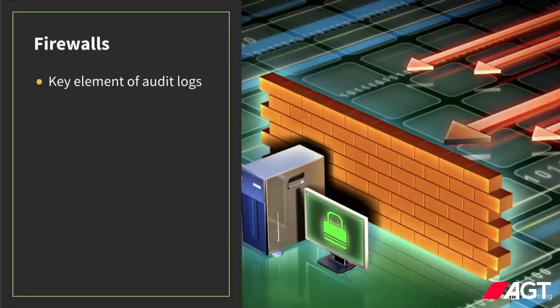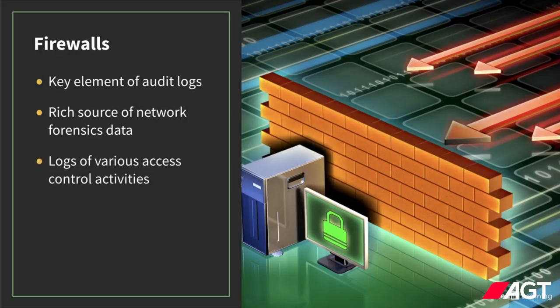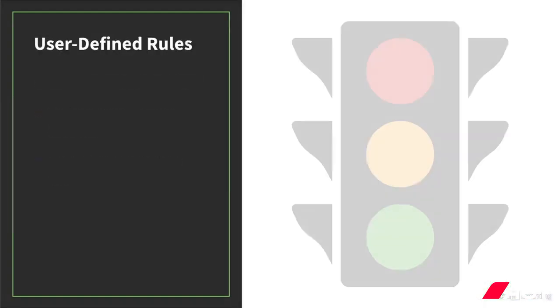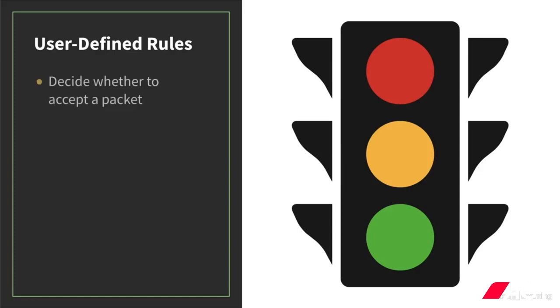Firewalls are a key element of audit logs and a rich source of network forensics data. Firewalls generate logs of various access control activities. Firewalls use user-defined rules to decide whether to accept a packet requesting entry into or exit from a network. Please note the word exit here. Firewalls also control outgoing traffic to prevent confidential or sensitive information from leaving a protected network environment.